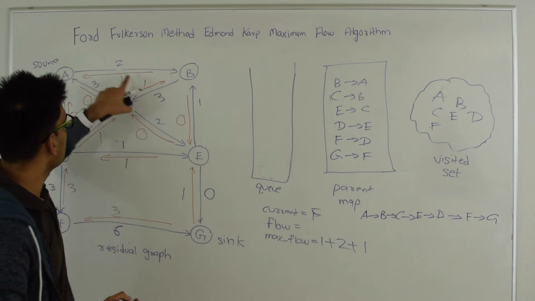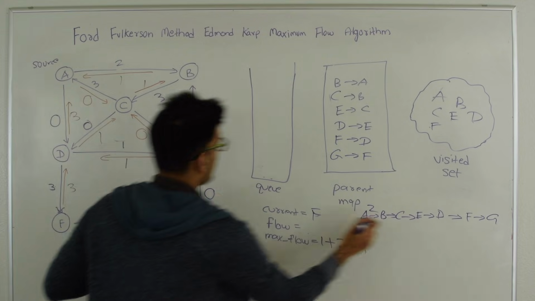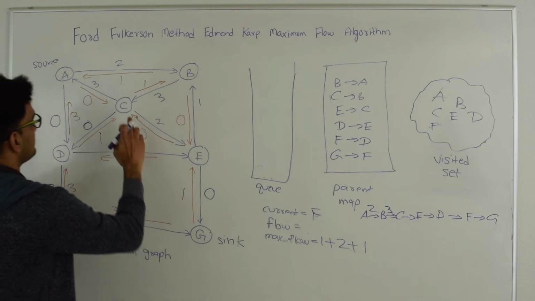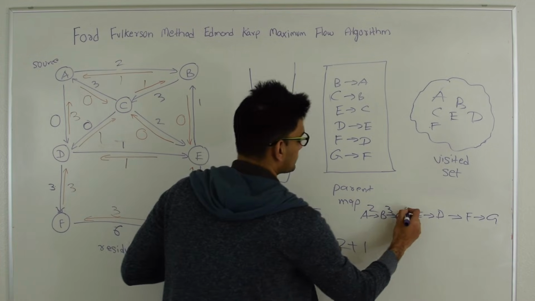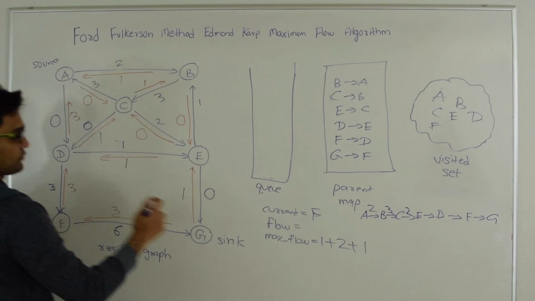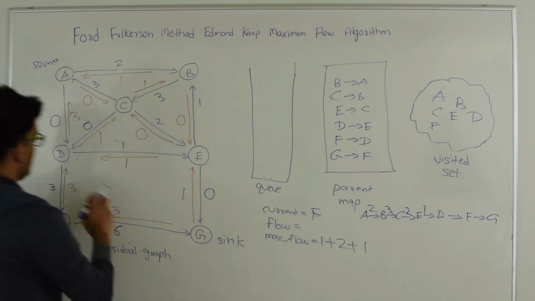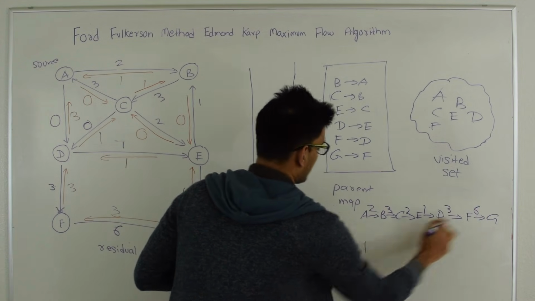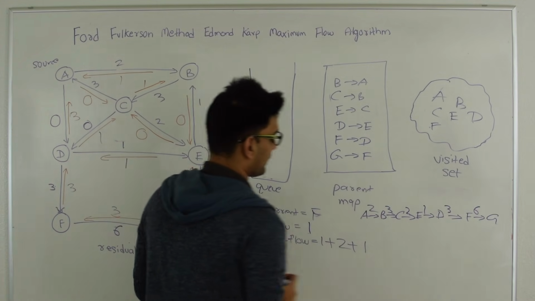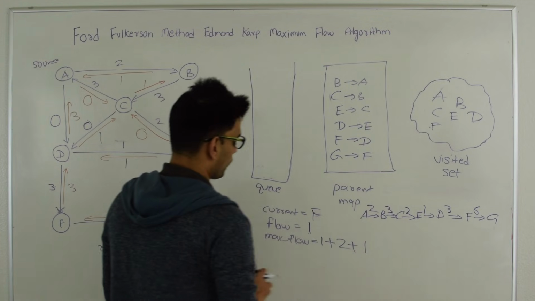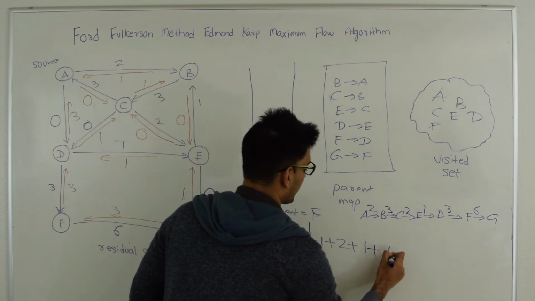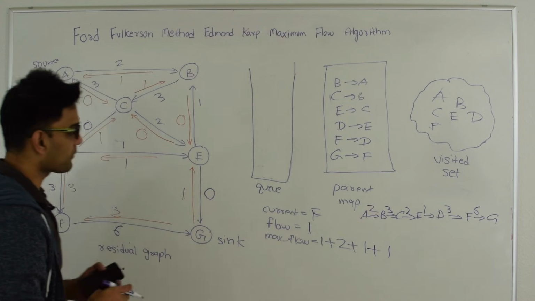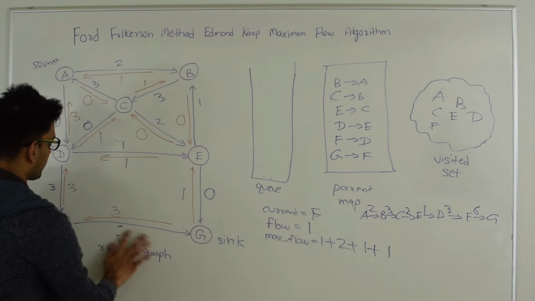So A to B is 2, B to C is 3, C to E is 2, E to D is 1, D to F is 3, and this is 6. So the minimum residual capacity here is 1, so we can get maximum 1 flow, which we add to the maximum flow we found till now. So now we go back and update the flows here.